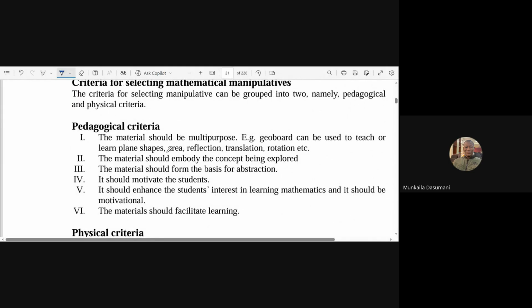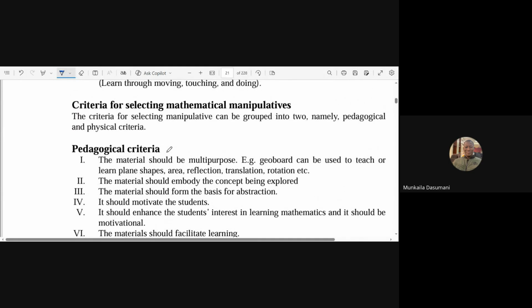But why should we select? These are the criteria for selecting manipulatives. Basically, we have grouped them into 2. The first one is the pedagogical reason. And I hope you know the PCK, Pedagogical Content Knowledge.